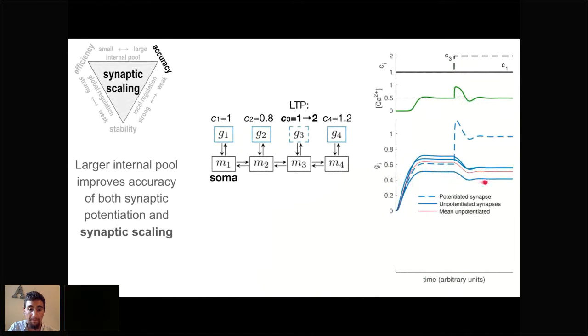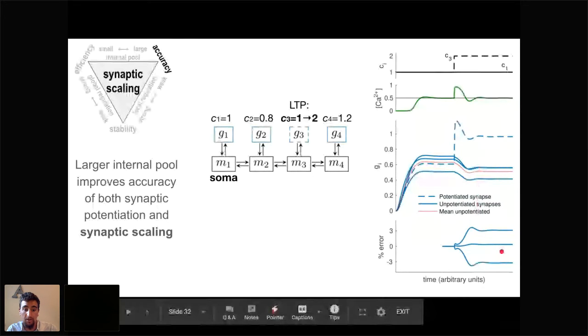In red, I've plotted the mean values of unpotentiated synapses. In perfect scaling, all unpotentiated synapses would scale relative to this mean. And you can see that, for instance, the difference between these top two kind of goes away after scaling. This is imperfect scaling. So to calculate the quality of scaling, we can measure the percent error from this mean. For some synapses, there's no error, this one in the middle. For some, there's positive error, and for some, there's negative error.